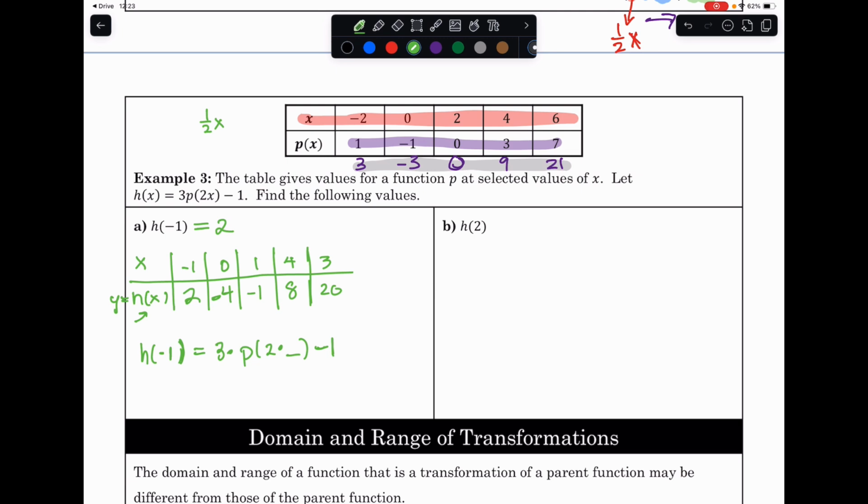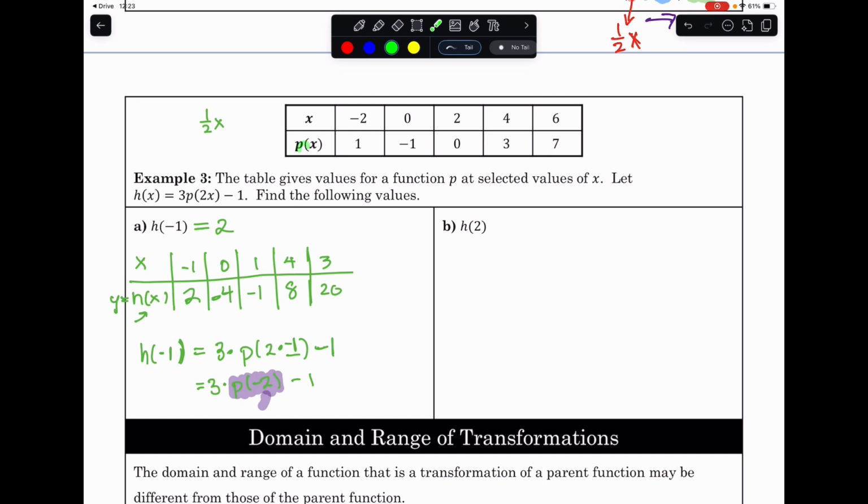So let's substitute in that value. So I'm going to plug in -1 right there, okay? So we have 3 times p of, well, 2 times -1 is -2, minus 1. Now this notation right here, p of -2, as we read this right there, can be found in the original table. Let me erase all this, okay? In the original table, this means that we're looking for the y value when the x is -2 for the function p.